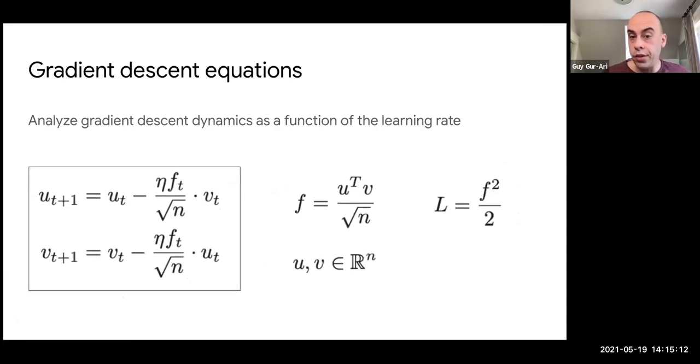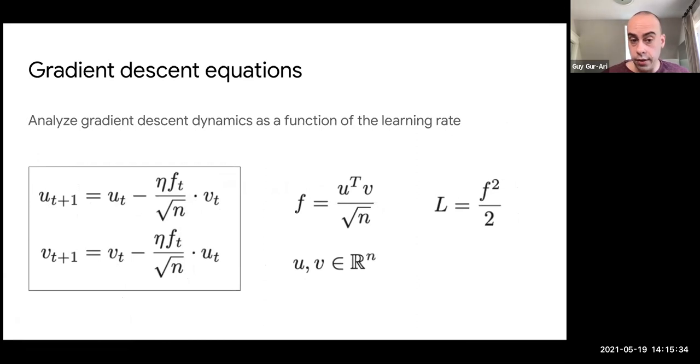And so we're going to train this model. We're going to try to learn that whenever we put in 1, we need to get 0 out. And so we're going to do it with gradient descent. And these are the update equations for gradient descent. So the next step of u is going to be u minus learning rate eta times the gradient of the loss with respect to u, and similarly for v.